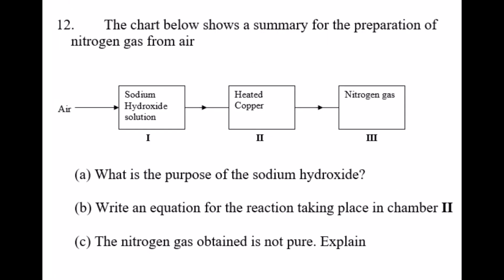Question number 12, you can see that generally this one is not for ammonia, but remember, nitrogen is very much required in Haber process. So this one is for the isolation of nitrogen from the air. But it's a good question. You can also go through it.